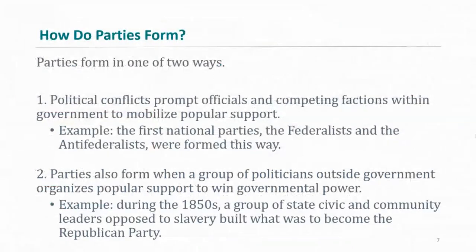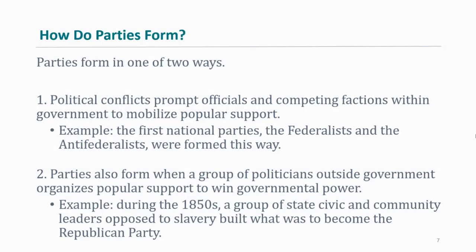So how do parties form? Parties form in one of two ways. The first way is that political conflicts prompt officials and competing factions within government to mobilize popular support. And this is the way political parties first formed. Like we mentioned, the first national parties, the Federalists and the Anti-Federalists, were formed this way.